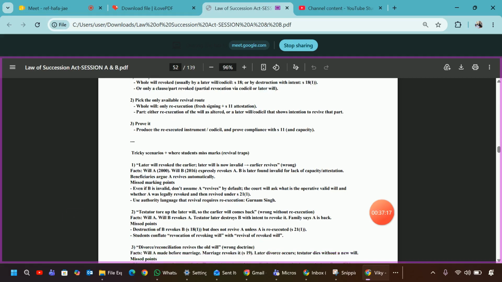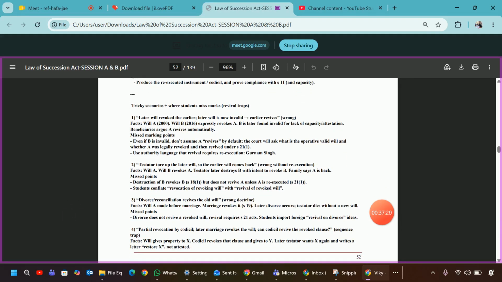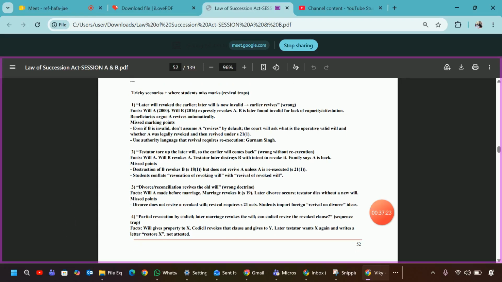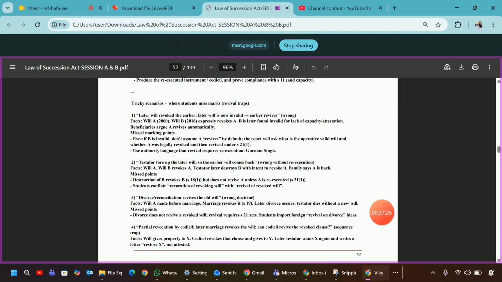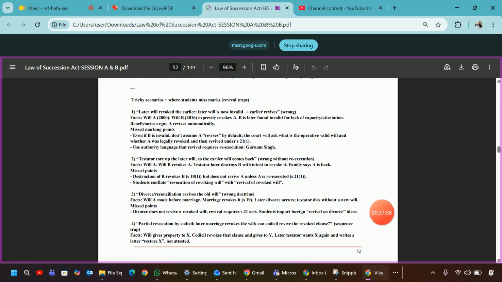So, tricky situations, and where students miss some marks. One, facts: Will A was written in 2000. Will B was written in 2016, expressly revoking A. B is later found invalid for lack of capacity or attestation. Beneficiaries argue A revives automatically. The missed marking point is that even if B is invalid, don't assume A revives by default. The court will ask what the operative valid will is, and whether A was legally revoked and then revived under Section 21(1). Use authority language that revival requires re-execution.